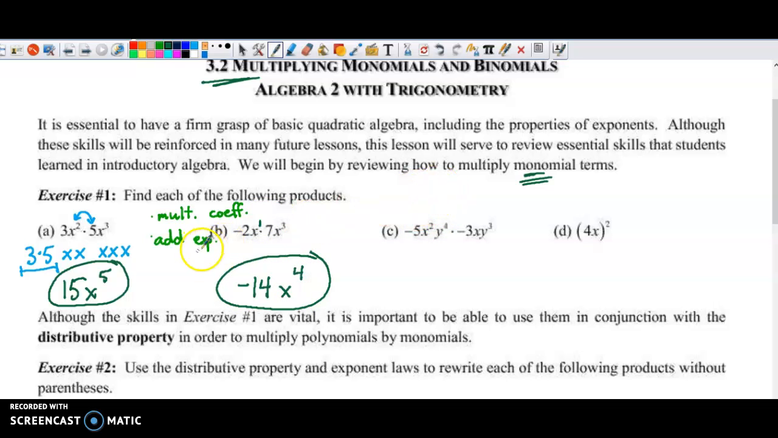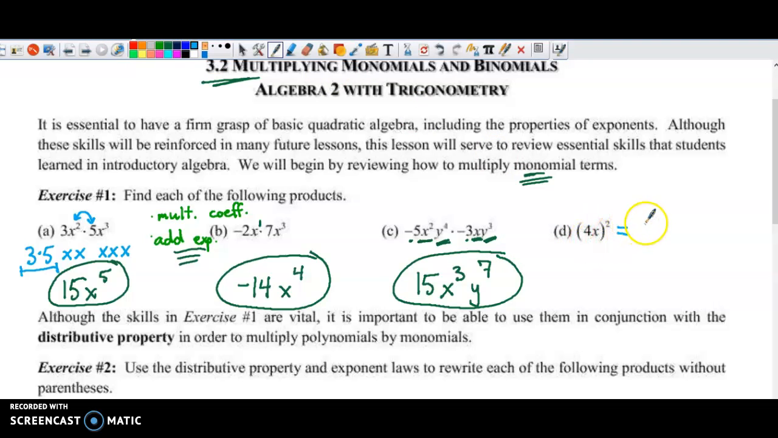Now make sure that you're only adding the exponents with the same variable. So as I look at this, a negative times a negative is positive 15, x squared and x becomes x to the third, and then y to the fourth and y to the third is y to the seventh. Now we're going to make it a little bit trickier on this last one, except it's not too bad because remember, if you're squaring something, it means to multiply by itself. So you have to square both the 4 and the x. That's why the correct answer is 4 times 4 is 16, and x times x is x squared.